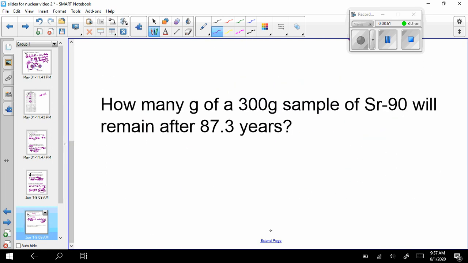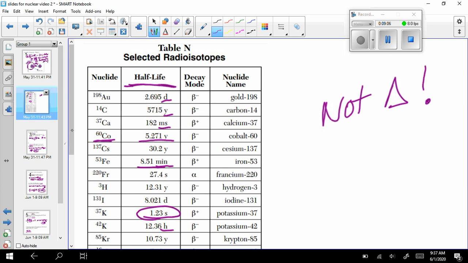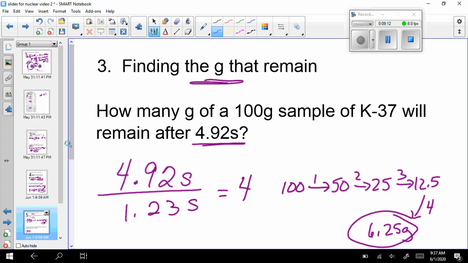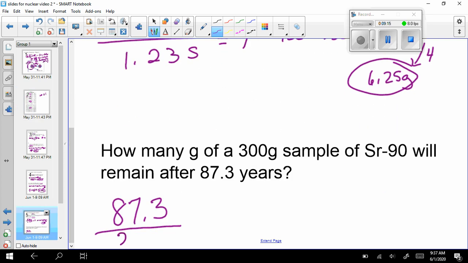All right, how many grams of a 300 gram sample of Sr-90 will remain after 87.3 years? If 87.3 years have gone by, first thing I'm going to do is divide it by the half-life of Sr-90. So I got to go find Sr-90. Where are you? There you are, 29.1 years. Okay, so I divide 87.3 by 29.1 and I get 3.